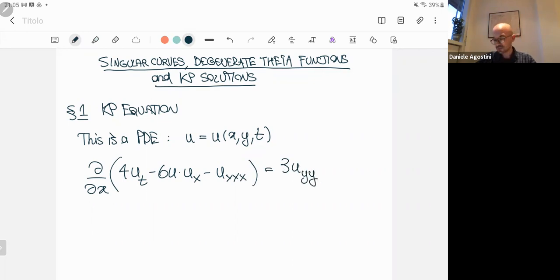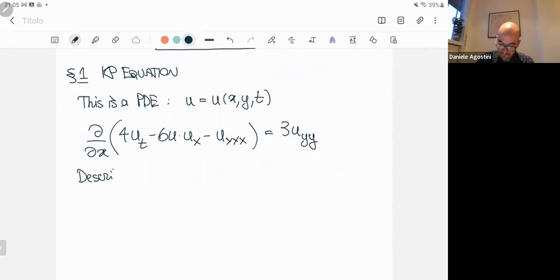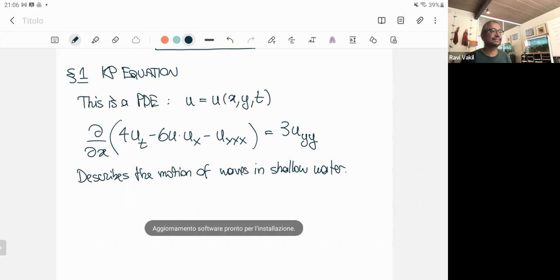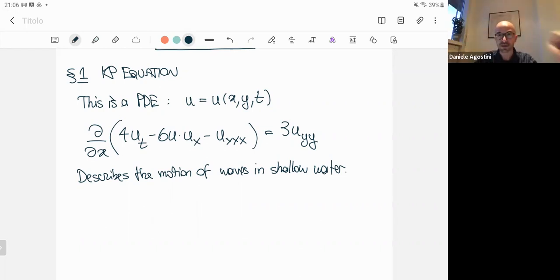So this equation arises in physics, and what does it do? Well, it describes the motion of waves in shallow water. In shallow water you have the coordinates x, y, so these are planar waves, and the function u(x, y, t) describes the height of this wave at time t there. And you can actually see it happening in nature. For example, if you look at the Wikipedia page of the KP equation, there's a nice picture of some waves taken off the coast of France, and you see a very regular pattern, and this pattern can be described by such an equation.